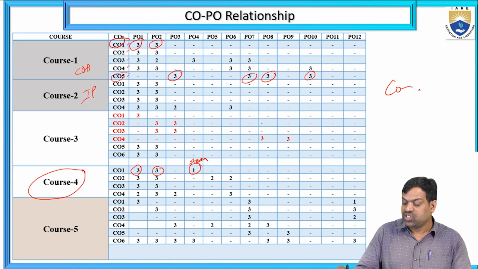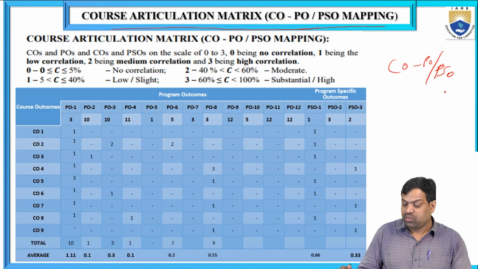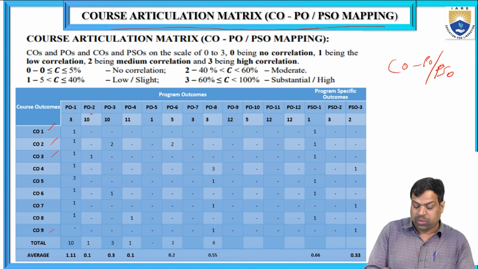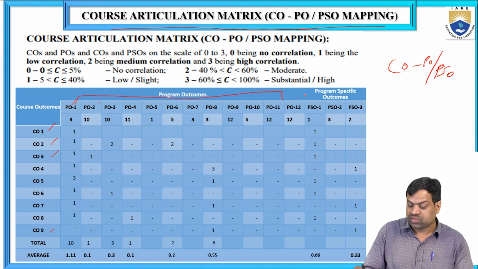Previously, here it was only CO-PO. Here it is CO-PO-PSO. Suppose I am taking CO1, CO2, CO3, and so on up to CO9. How many POs are there? 1, 2, 3, 4, 5, 6, 7, 8, 9, 10, 11, 12. Okay. These are the POs.